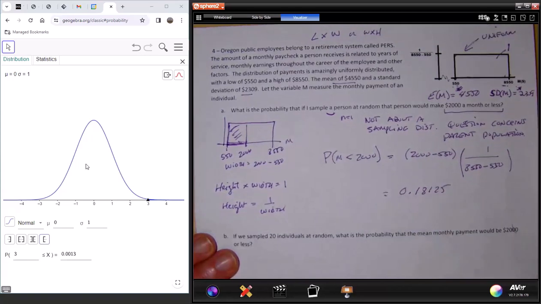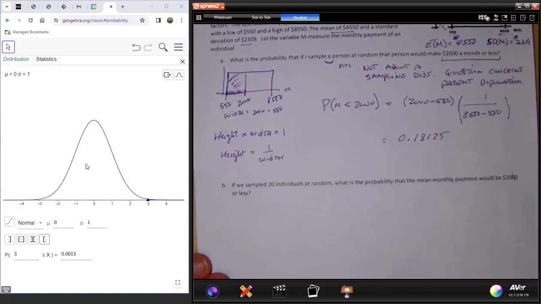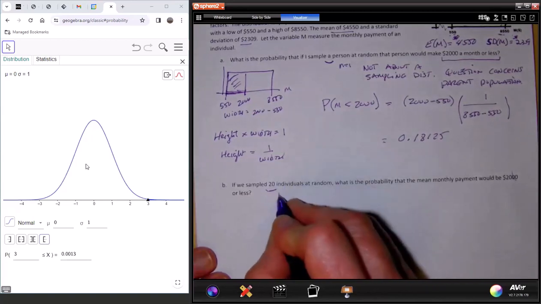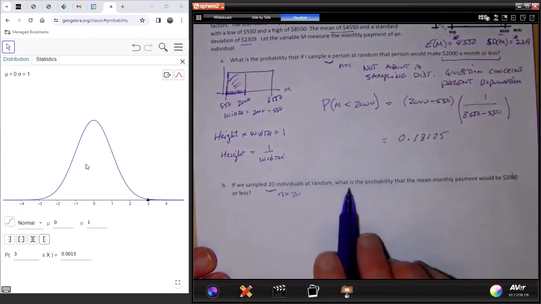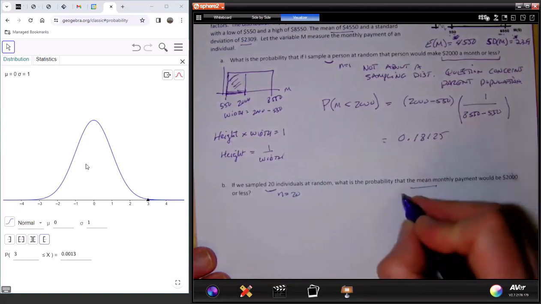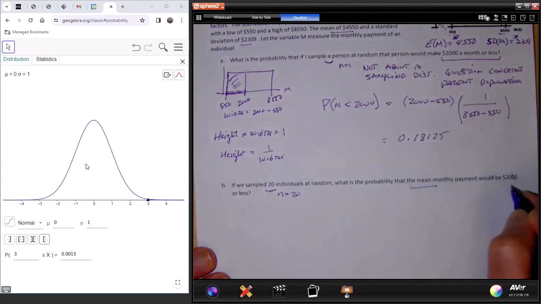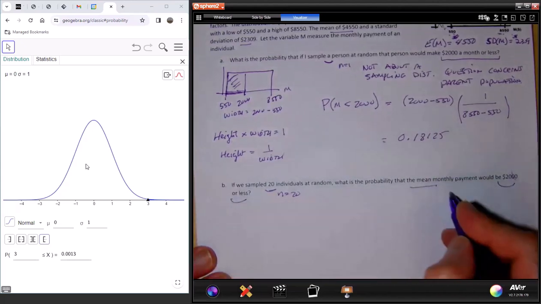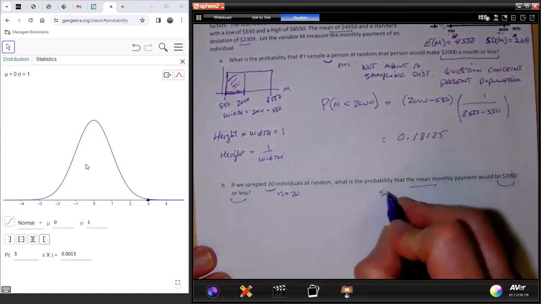What's the chance that a single measurement is $2,000 or less? It's about 18%. What happens if we sample 20 individuals at random? What is the probability that the mean monthly payment would be 2,000 or less? Same question, but now it's about the mean monthly payment of the 20. So this is a sampling distribution question.